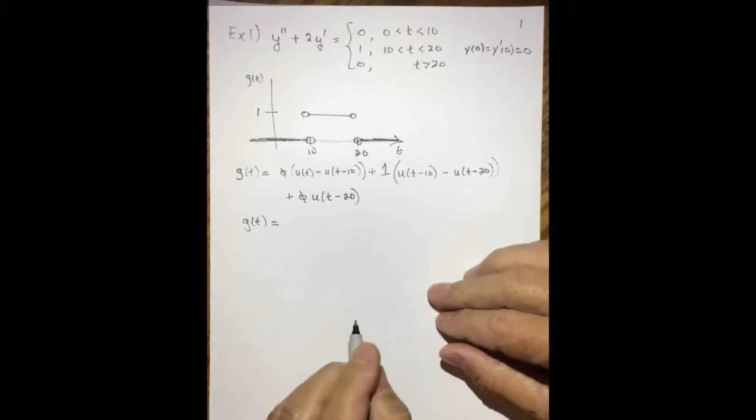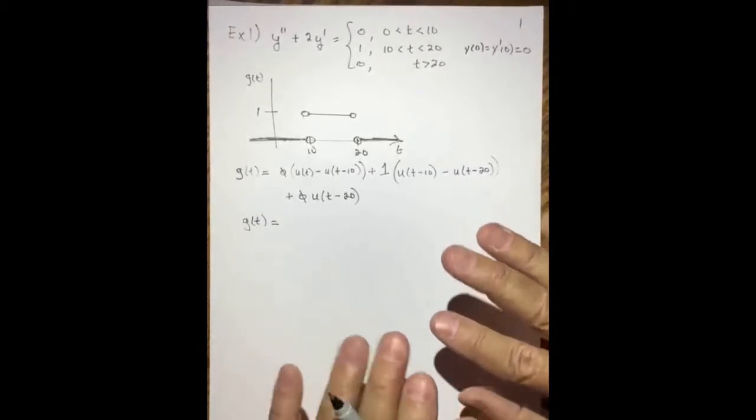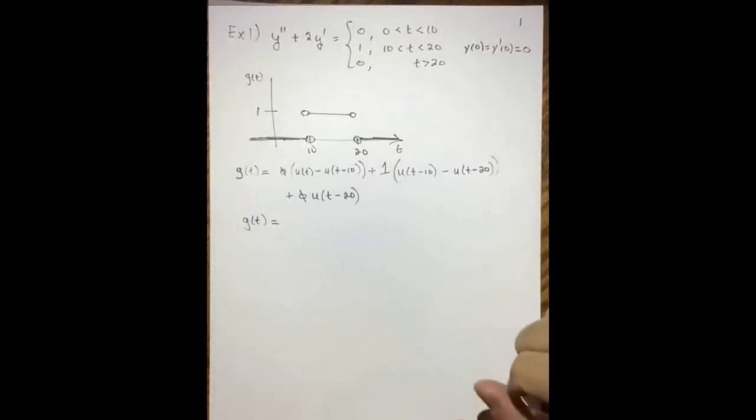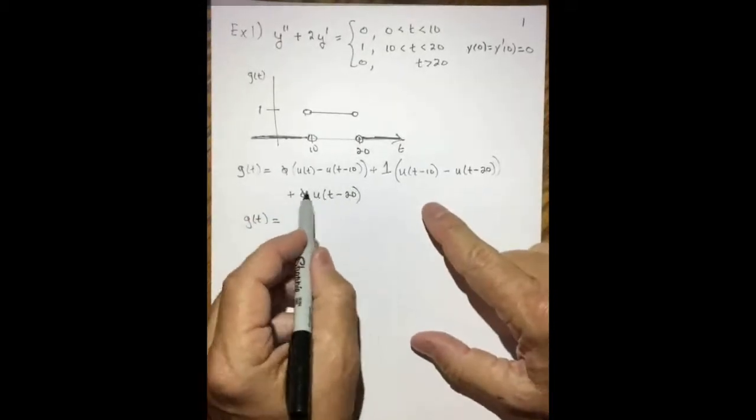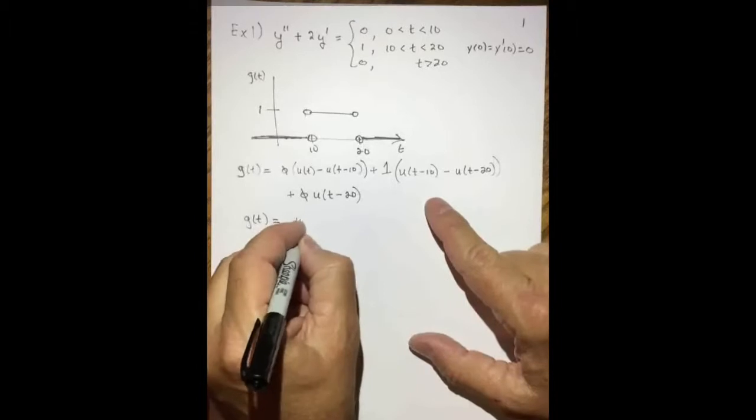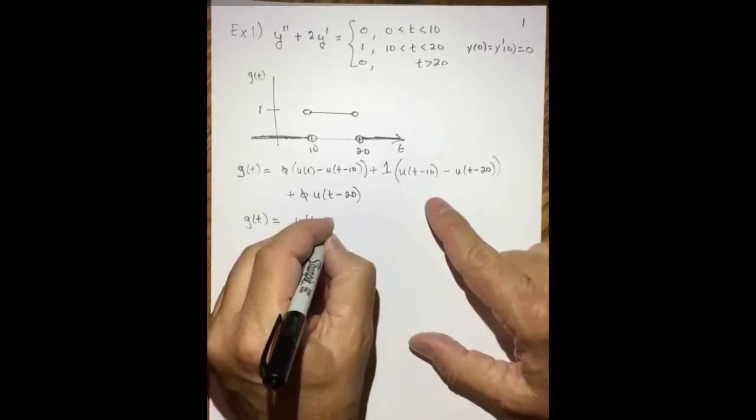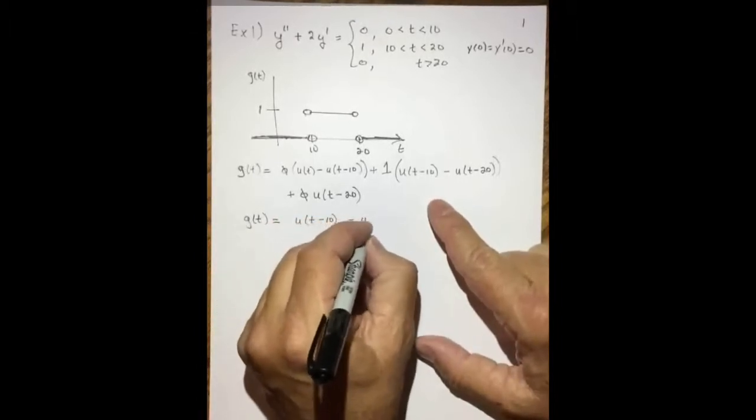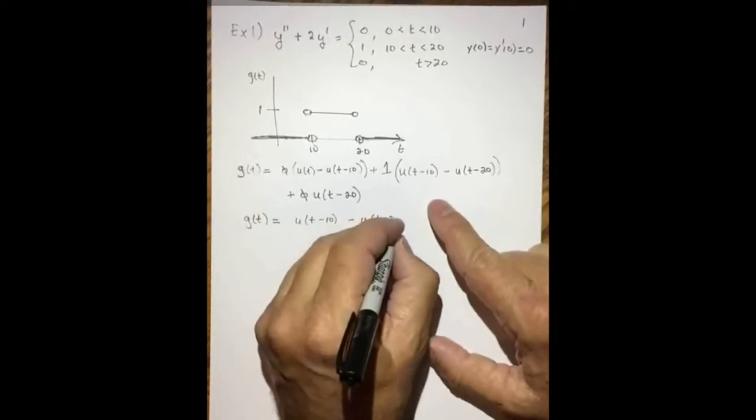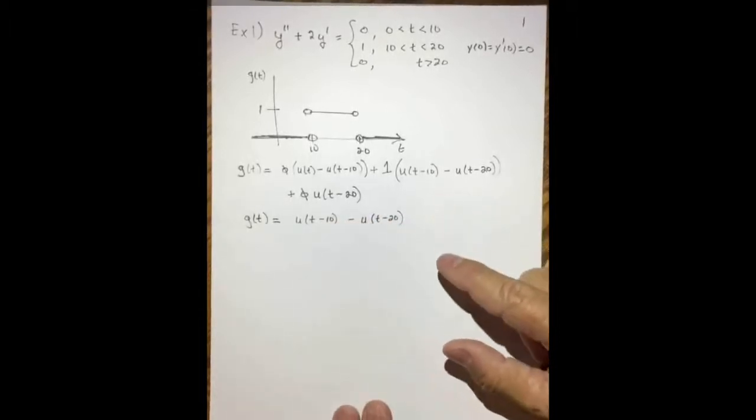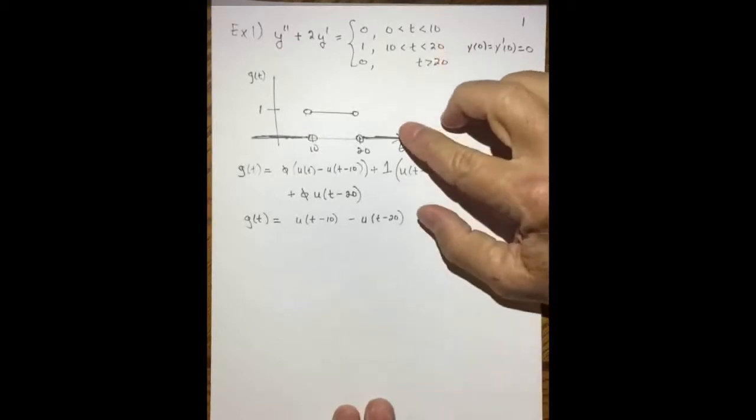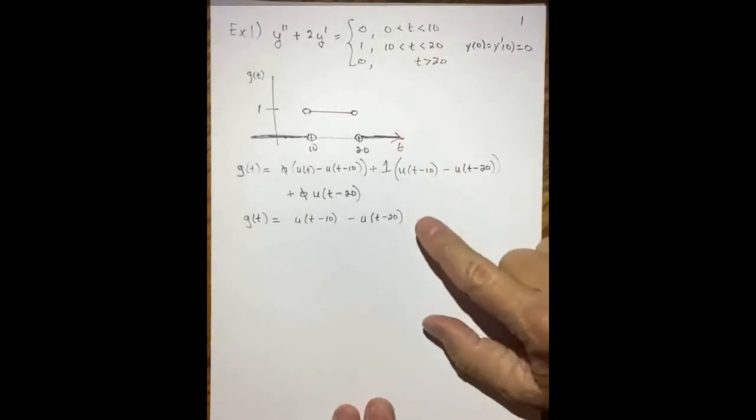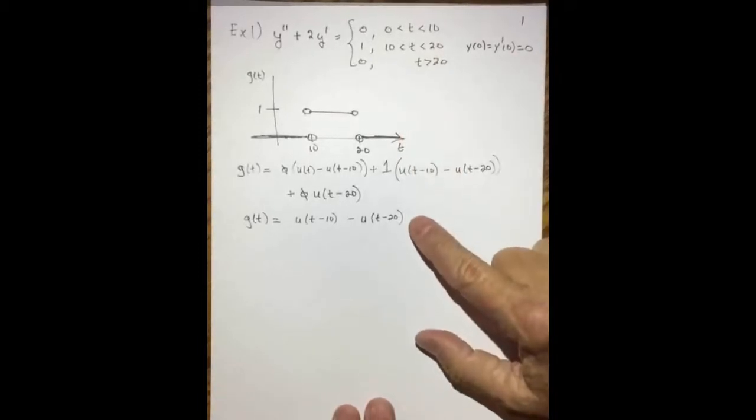Now, we want to simplify this. You always wish to simplify this. Always. This part gives us a 0. This part gives us a 0. So this is just u of t minus 10, and then u of t minus 20. So that function g of t in piecewise defined form and g of t in terms of a graph can be written just this way.